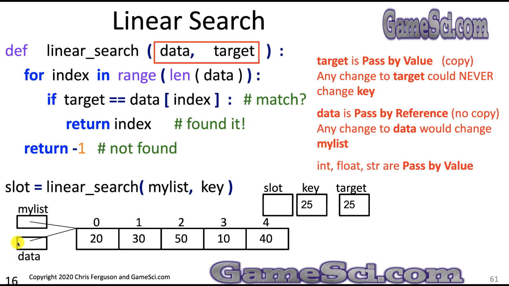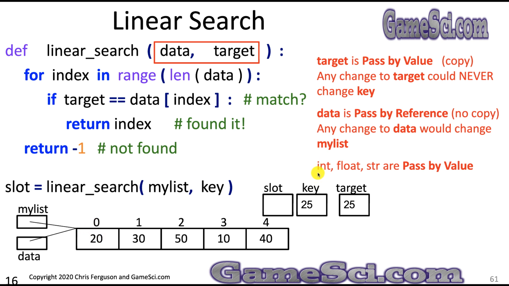Now look at data over here. It is not a copy of the list. It's pointing to or referencing the exact same list. That's what pass by reference means. Data will point to the exact same thing as myList points to. So we have access to the numbers, but if we change any of them, they'd be changed permanently.